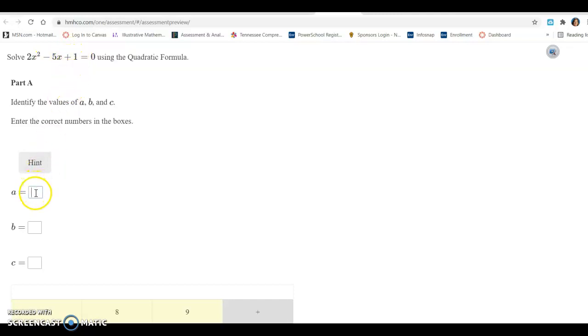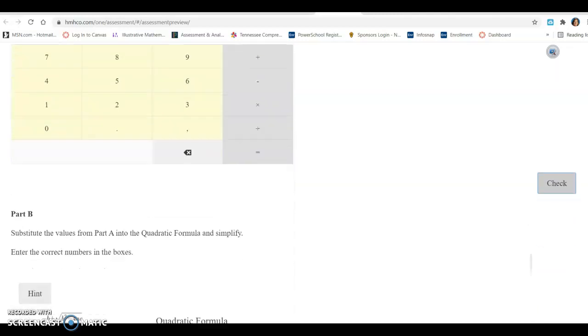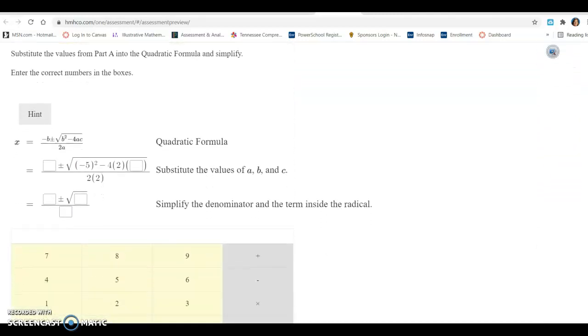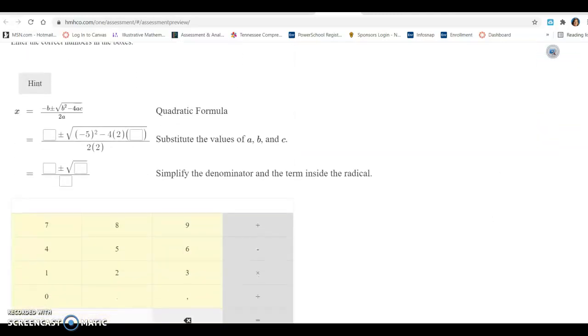So we are going to put a 2 for A, a -5 for B. Again, don't forget the sign that goes with it. And then C is equal to 1. Alright, moving down to B part, it says substitute the values for part A in the quadratic formula and simplify. Okay, so using the equation above, the first thing we need to know is what is our A, B, and C. So make sure you make a note of these. A is 2, B is -5, and C is 1. So that's the numbers we're using right now.